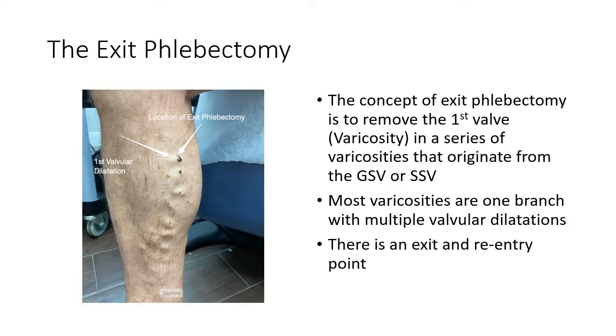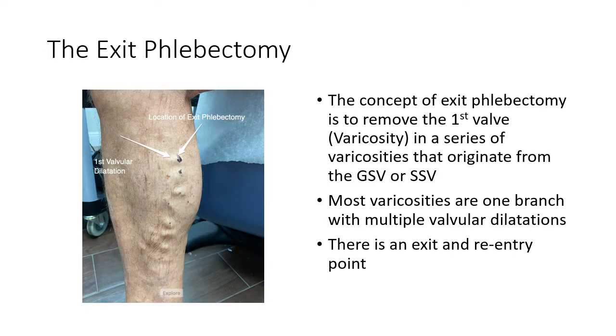Now, you can see in this photograph that the white arrows point to the first valvular dilatation. All varicosities are just valvular dilatations of one branch. The location of the exit phlebectomy is the first valvular dilatation. The concept is to remove this first valve that originates from the GSV or SSV. This unloads the varicosities distally, which we'll talk about in a minute.